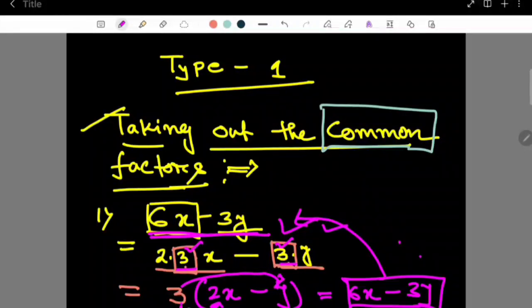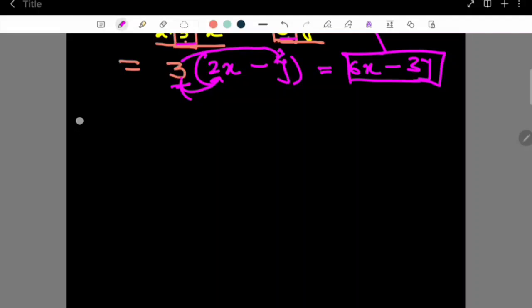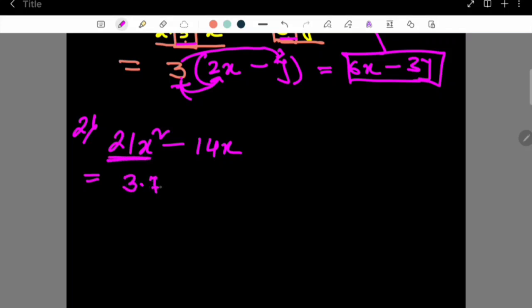Let us take one more example. Suppose we are taking 21x square minus 14x. So how can we do it? This 21 can be split as 3 into 7. We know 3 7s are 21. Now x square is there, it means x into x.